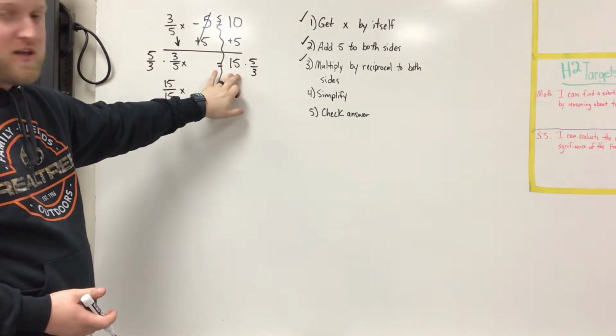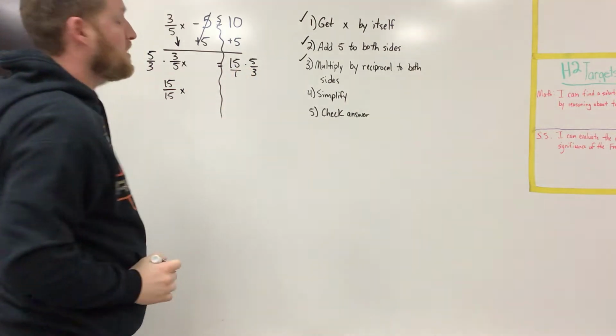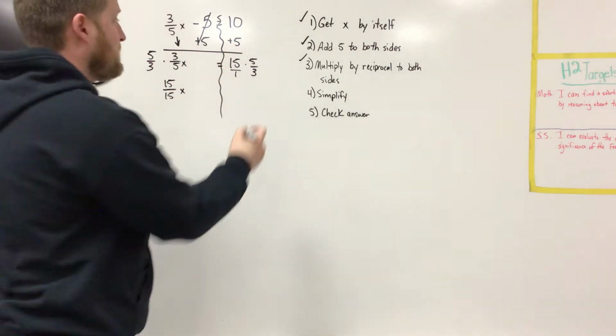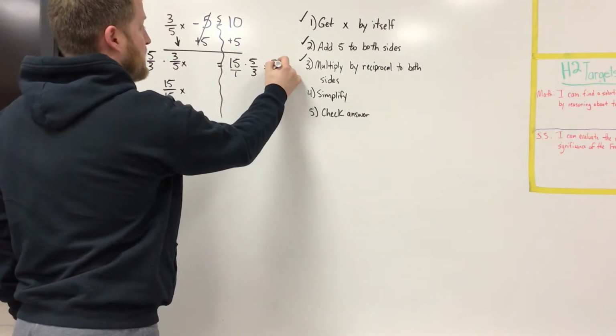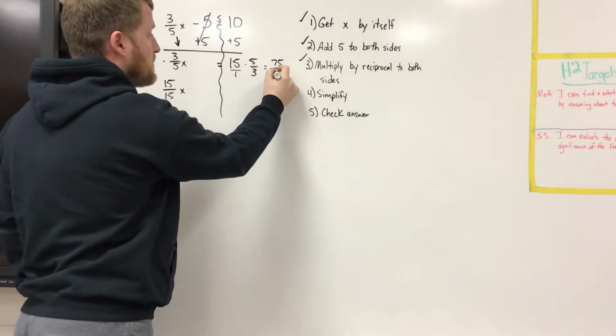Okay, so let's write 15 as a fraction. All I'm going to do is just add a 1 underneath the 15. Okay, so we're going to multiply across. 15 times 5 is going to be 75. And 1 times 3 is 3.